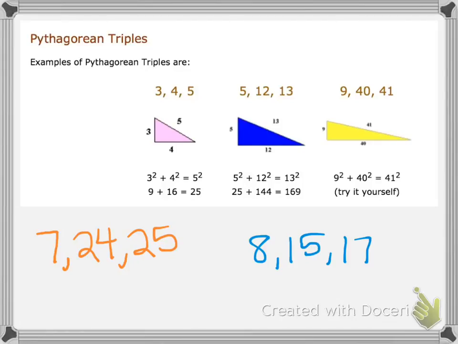To find the missing length of a right triangle, you can also use what's known as a Pythagorean triple. A Pythagorean triple is a set of positive integers, a, b, and c, that fit the rule a squared plus b squared equals c squared. Some of the most commonly used triples are a 3, 4, 5 triangle, a 5, 12, 13 triangle, a 9, 40, 41 triangle, a 7, 24, 25 triangle, and an 8, 15, 17 triangle.